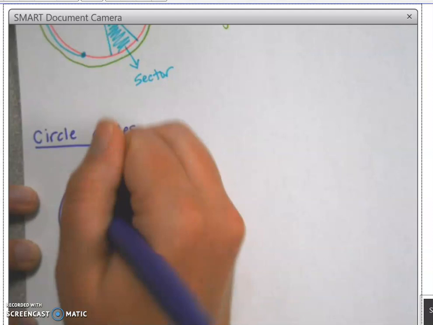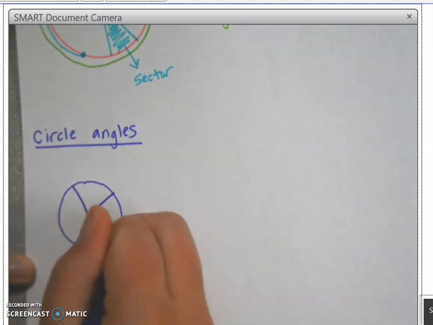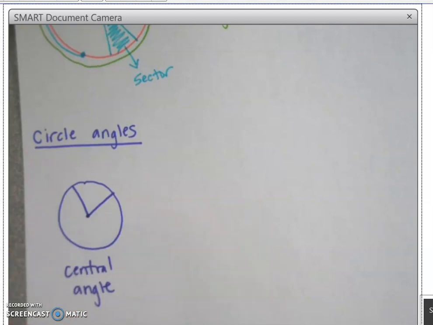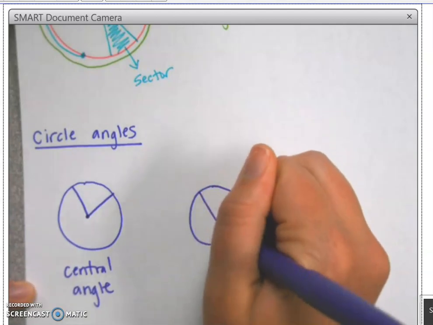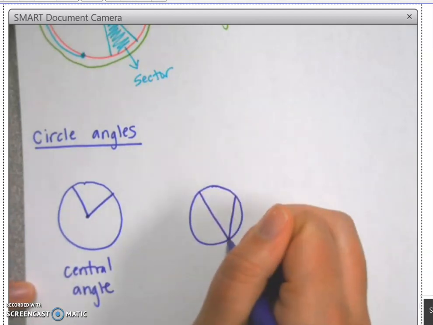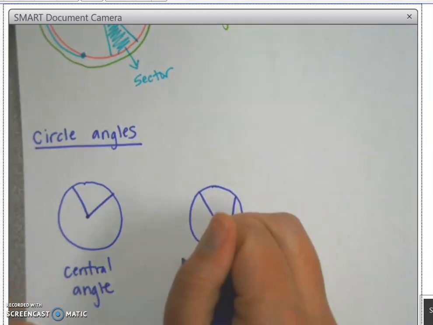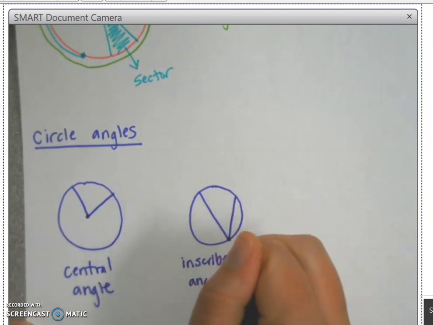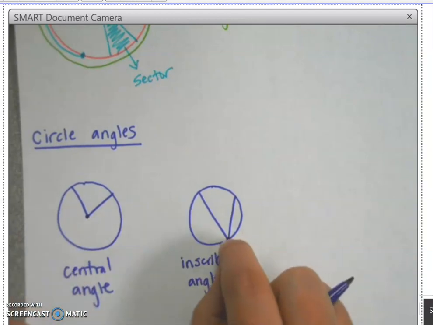If the angle is at the center of the circle, the vertex of it, if it's at the center, this is called a central angle. If the vertex is on the circle, so notice the vertex, which is the point, so an angle comes to a point. If that point is on the circle, it is an inscribed angle. So vertex at the middle is central. Vertex on the circle is inscribed.